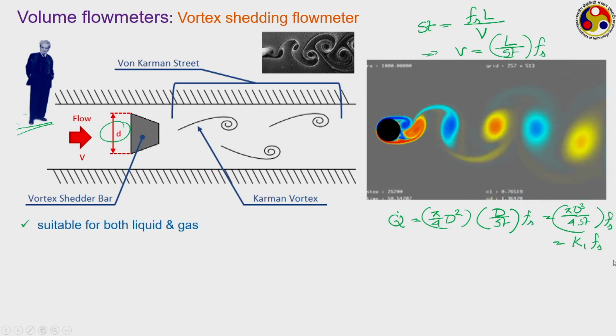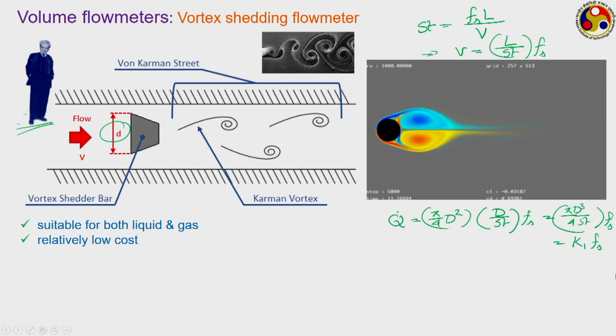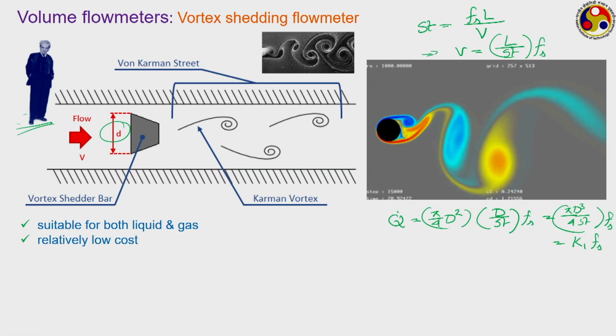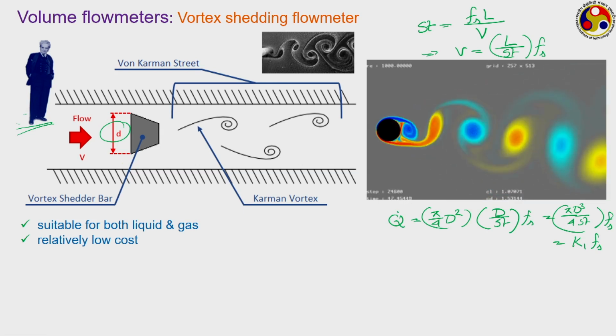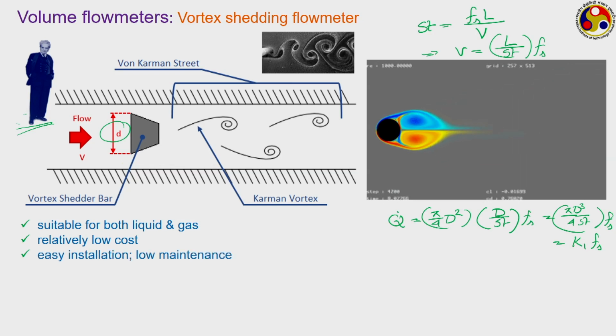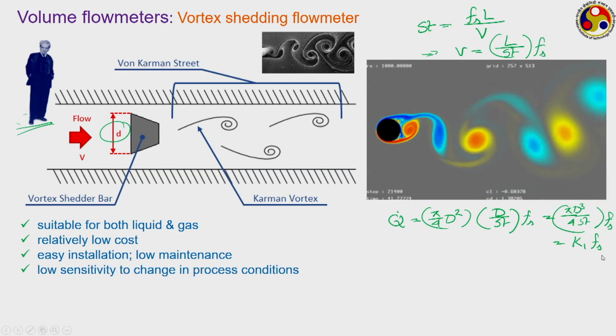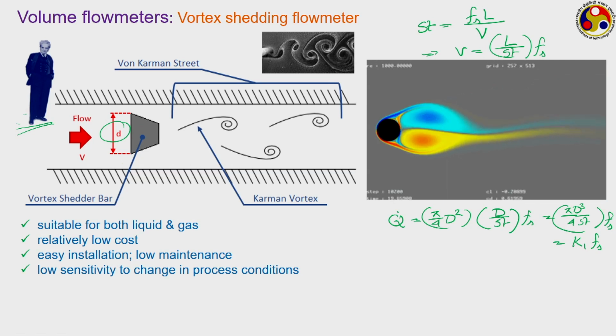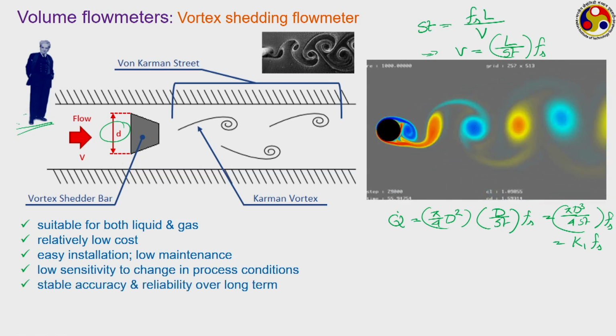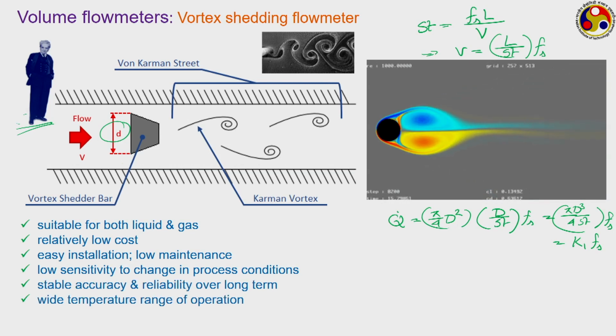They are suitable for both liquid and gas kind of flow situations, relatively low cost because you just have the bluff body to be placed and subsequently you have to sense the frequency, that is all. We do not need to produce any magnetic field or any kind of ultrasonic arrangement, that is why their costs are not that important. Easy to install, hardly any maintenance required over long term operation. Low sensitivity to change in the process condition, that is if there is a change in the process flow temperature or pressure, they are generally not that much sensitive. Stable accuracy and reliability over long terms.